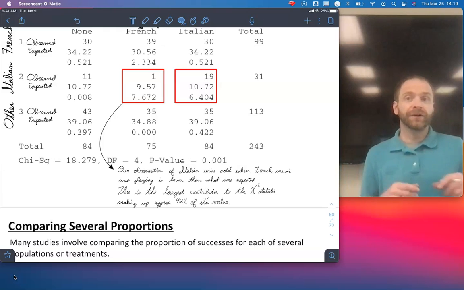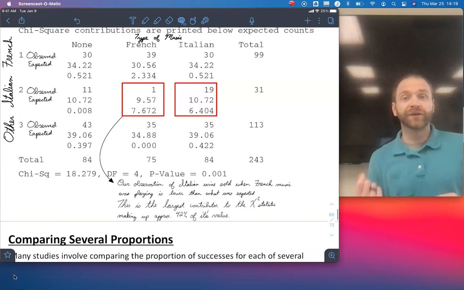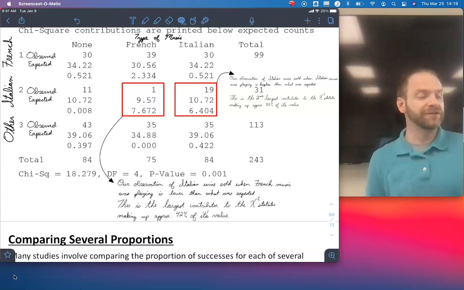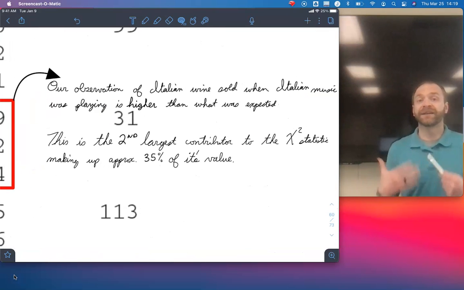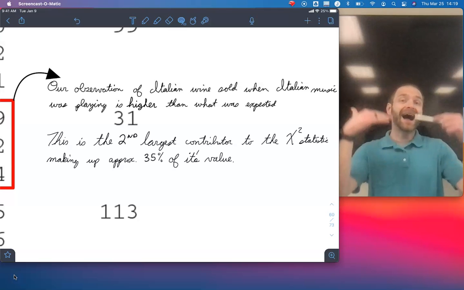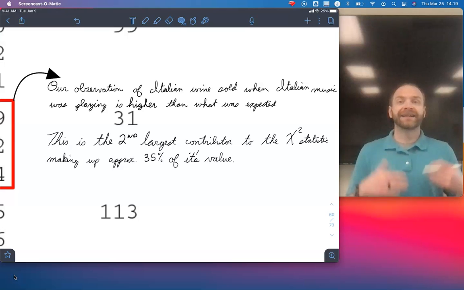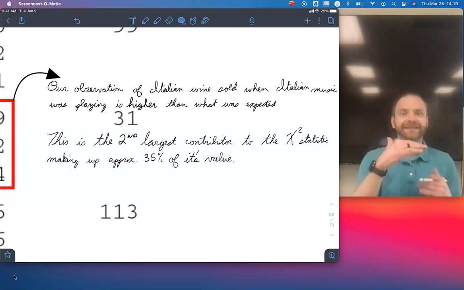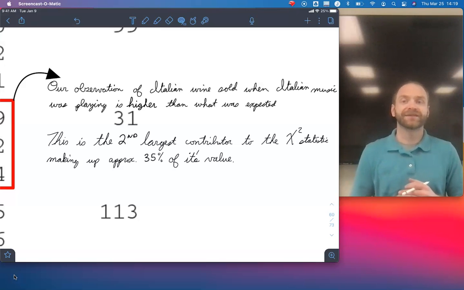And if you look at the other one, you have the Italian music with the Italian wine, and you see we observed 19, we expected 10.72. So in this case, our observation of Italian wine when Italian music was playing is higher than what we expected. So notice I'm using descriptive words here. I'm saying it's higher. We observed more than what we expected, or we observed less in the other case than what we expected. It's the second largest contributor of the chi-squared statistic.